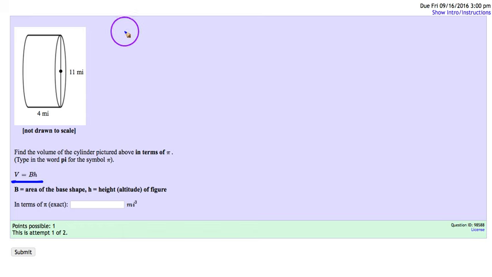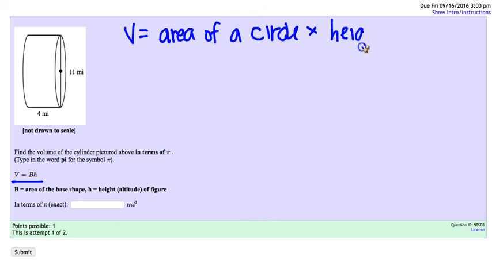So I'm going to go ahead and write this as volume equals area of the base, which is a circle, so area of a circle, times the height. And again, we can use the word altitude. They mean the same thing. So area of a circle is pi r squared times the height.